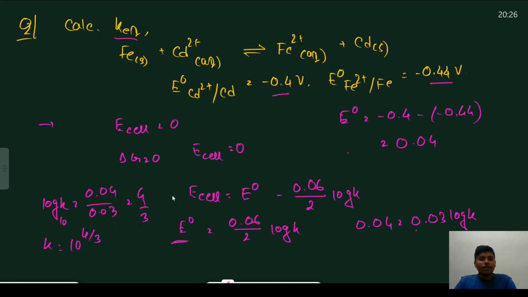Or else, if K is 10 power 4 by 3, take log on both sides. This side you take log K, this side you take log of 10 power 4 by 3. So 4 by 3 will come. Understood? Yes, sir. That's it. Okay.